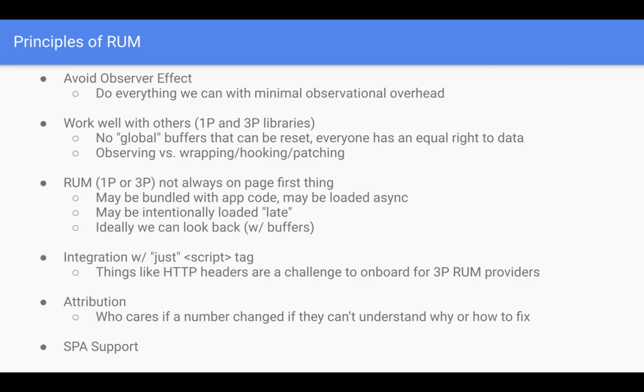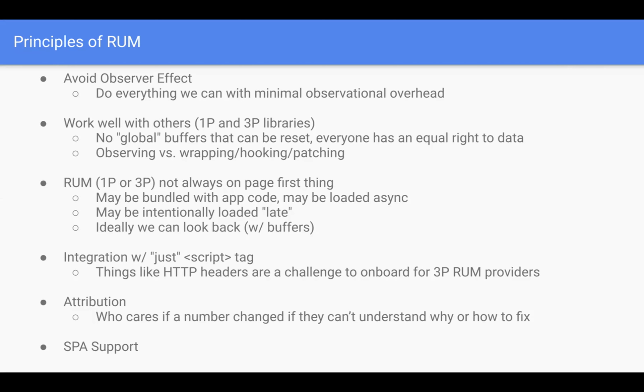We want to work well with others. My team is a third-party RUM library. We want to be able to be on the same page as other third-party RUM libraries, which happens often, or first-party libraries that are doing similar things. So things like global buffers that can be reset can be somewhat painful, because whatever RUM library on the page may decide to do that, and then the other libraries get the side effects of that. Everyone should have an equal right to data, ideally, without affecting each other when possible.